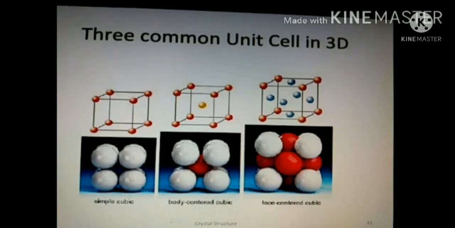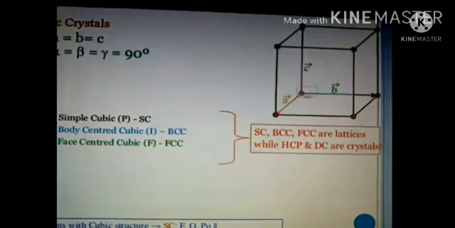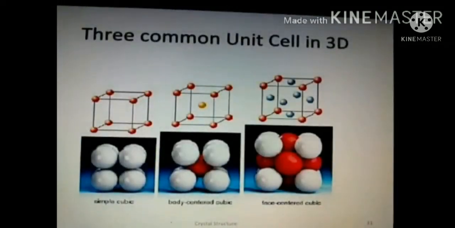We have discussed these. The simple cubic structure has 8 corner cells. The body center cubic has an atom at the center. And this is the main one, the face center cubic: corners with atoms at the face centers. How many faces in the face center cubic? 1, 2, 3, 4, 5, 6 faces. So 6 faces means 6 face atoms in the face center cubic crystal structure.